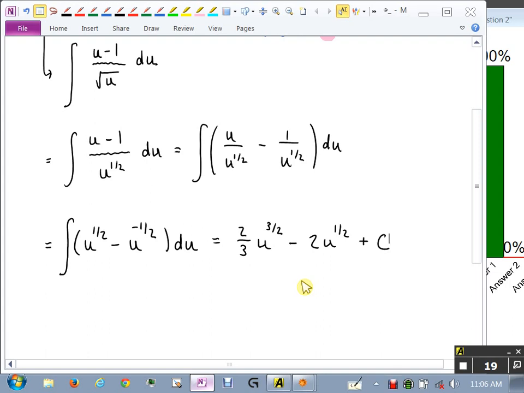And I'm almost done except for I need to replace u, right? Get u back to what it is, or what I said it was. So u was x plus 1. So my final answer will be 2/3 in parentheses x plus 1 raised to the 3 halves minus 2 times x plus 1 raised to the 1/2 plus c. And I can box this up.